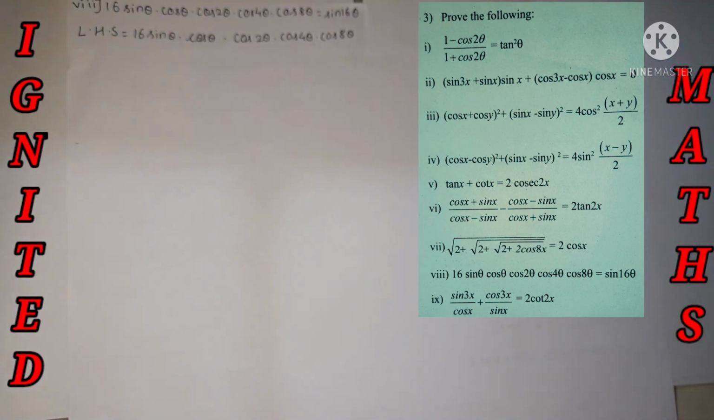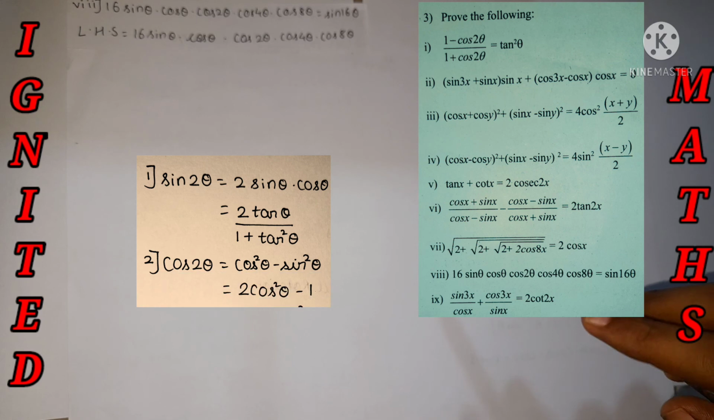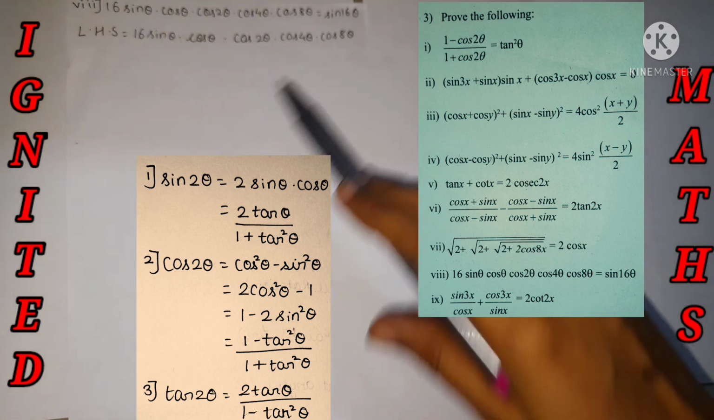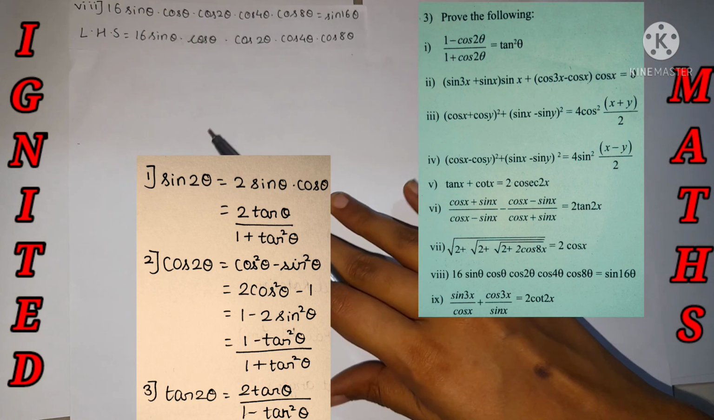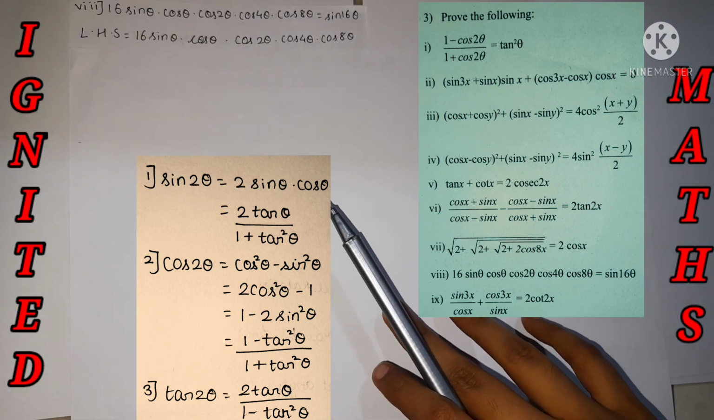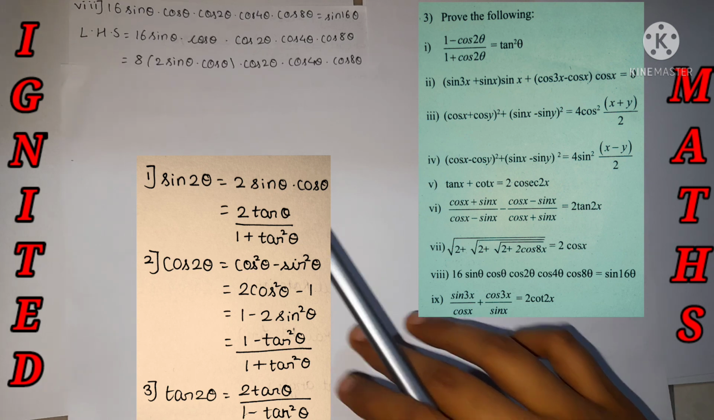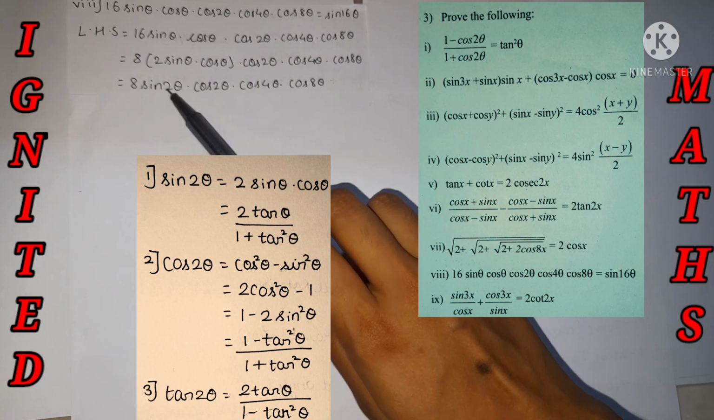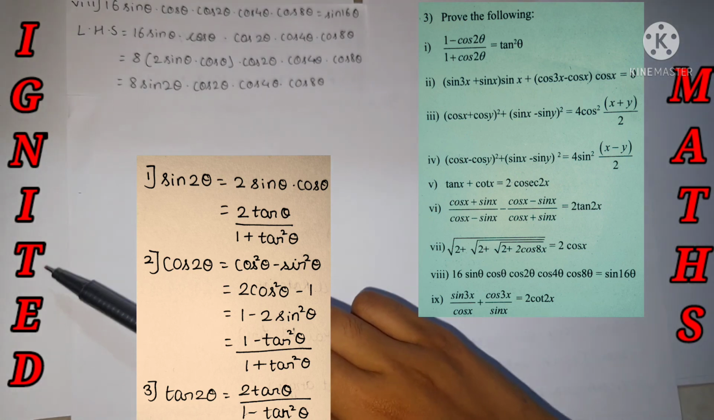From the given LHS value, I'm going to use the formula sine 2 theta is equal to 2 sine theta cos theta. With this formula only I can solve the sum. So let's split the 16 into 2 into 8, a multiple of 2, because we can use the formula of sine 2 theta, which is equal to 2 sine theta cos theta.